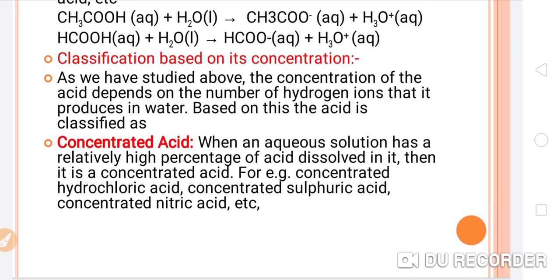Now, classification based on its concentration. As we have studied above, the concentration of the acid depends on the number of hydrogen ions that it produces in water. Based on this, the acid is classified as, number first, concentrated acid. So when an aqueous solution has a relatively high percentage of acid dissolved in it, then it is concentrated acid. For example, concentrated hydrochloric acid, concentrated sulfuric acid, concentrated nitric acid.